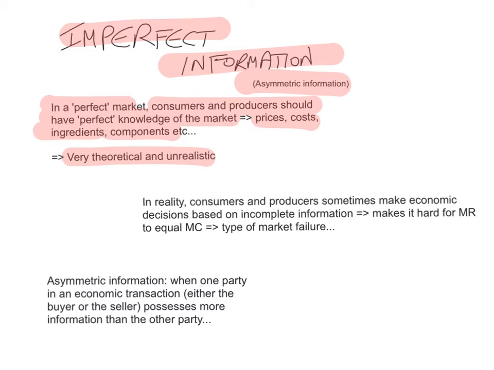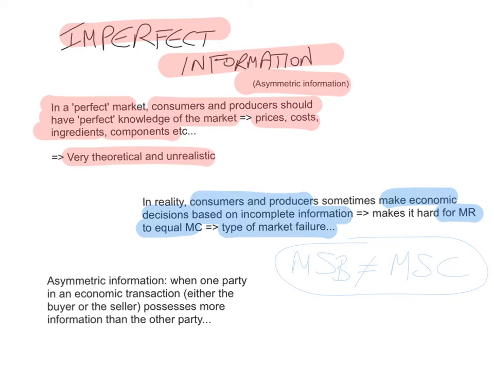Remember, anything that's perfect is not very realistic. It's very idealistic. In reality, consumers and producers sometimes make economic decisions based on incomplete or imperfect information. This makes it hard for the marginal revenue to equal marginal cost and therefore results in a type of market failure. So it makes it difficult for marginal social benefits to equal marginal social costs. Marginal social benefits do not equal marginal social costs, and therefore it is a type of market failure.